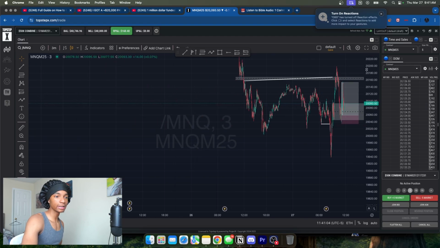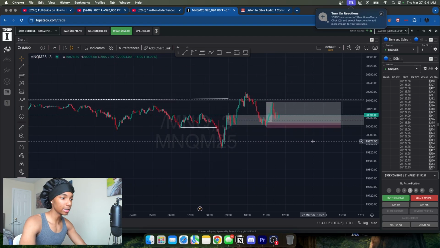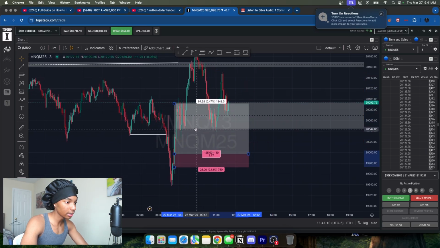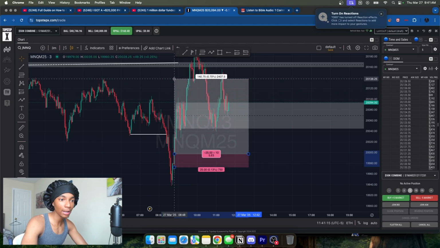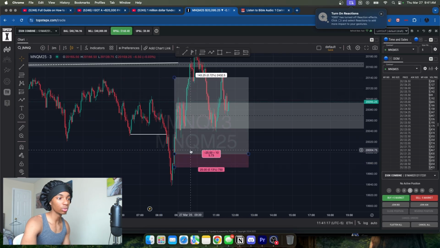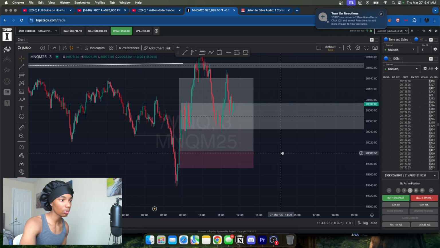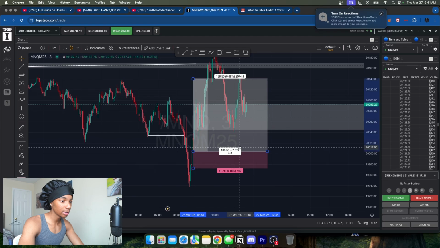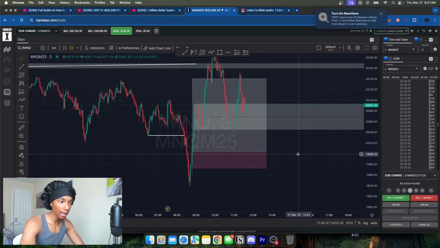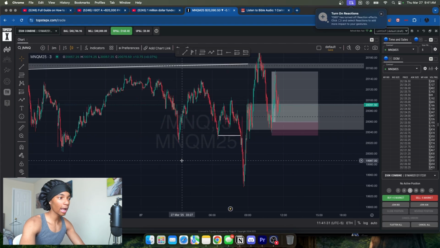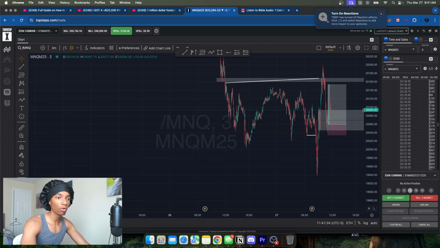But not just this, because I initially had my entry right here. I missed it by just a point, and I had my take profit up here, which would have hit. This would have been an amazing trade, but it didn't play out how we wanted because my entry was just 2 points off. But let's talk about why I had my entry at that first point.